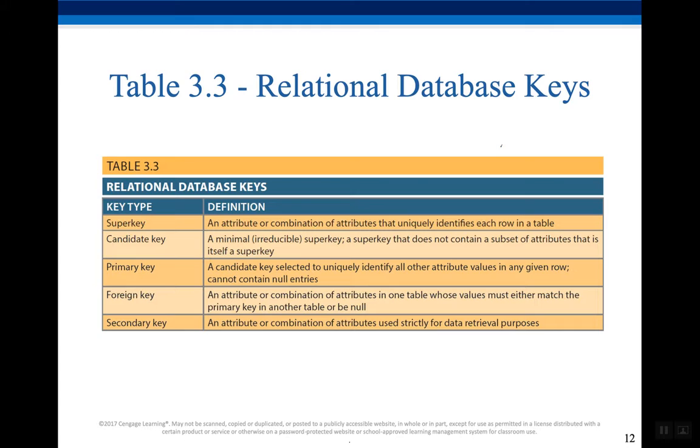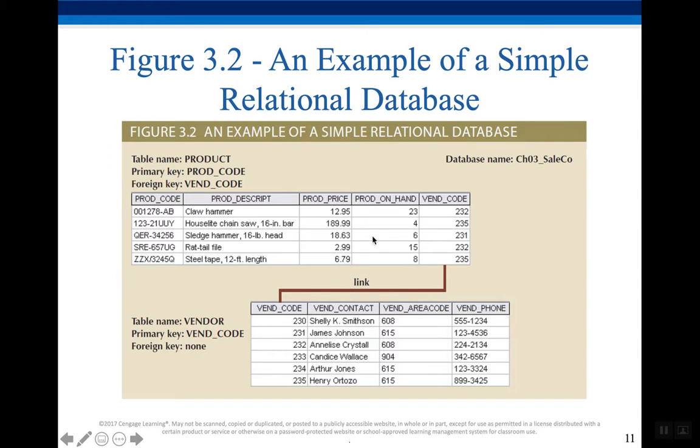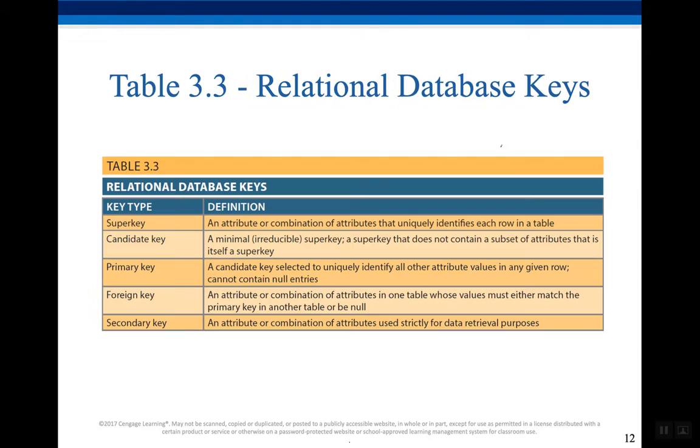And then the foreign key, which is an attribute in one table whose values must match the key in another table. So what we're looking at here, this is the foreign key right here. As I said, the vendor code is the foreign key, which matches the vendor code in the vendor table.